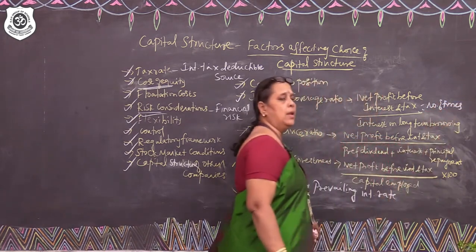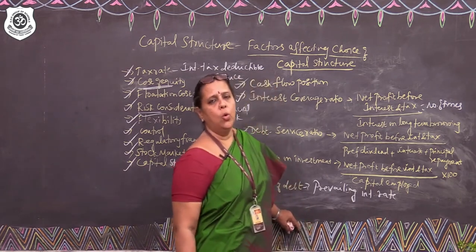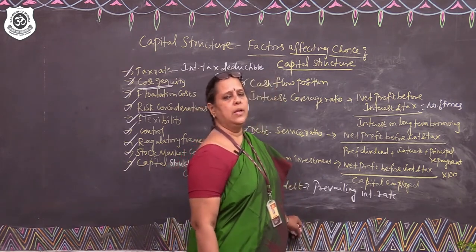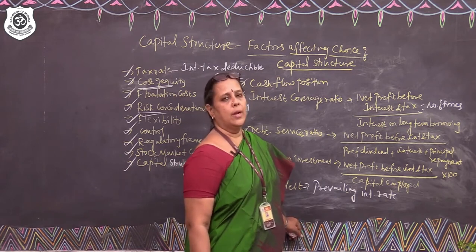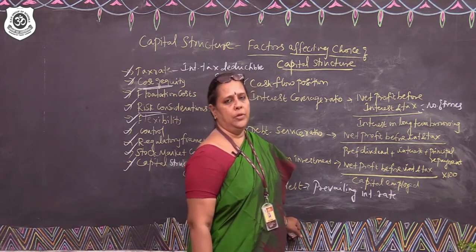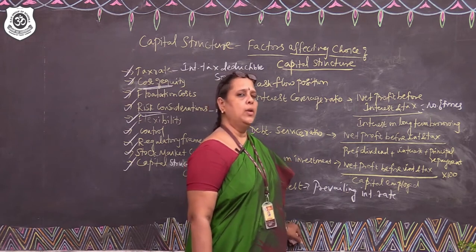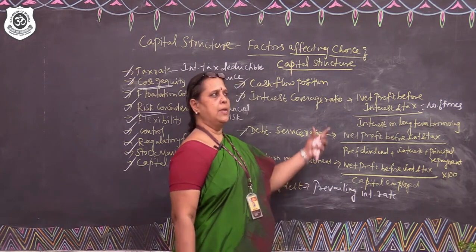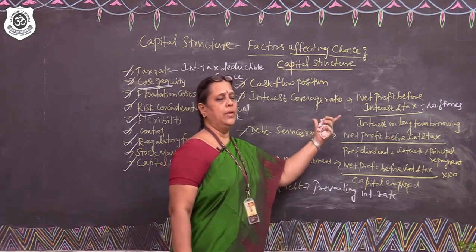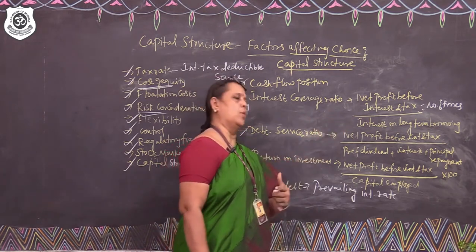This is expressed in number of times. So, higher the number of times the interest is covered by the net profit earned by the organization, the company is very sound, financially very sound. It can meet its interest commitments as and when they fall due. But it is a narrow scope because we take into consideration only the interest component.